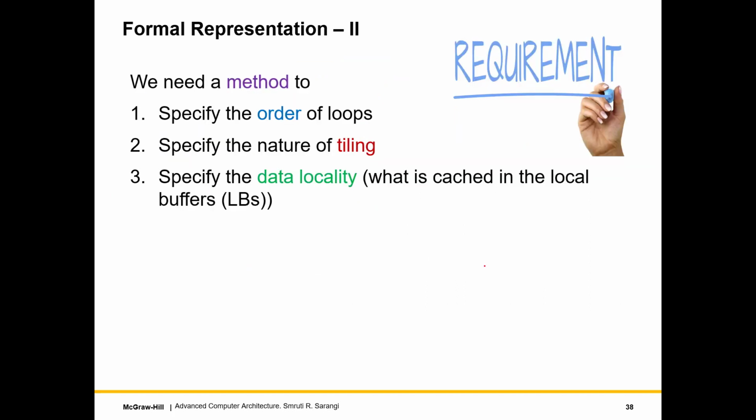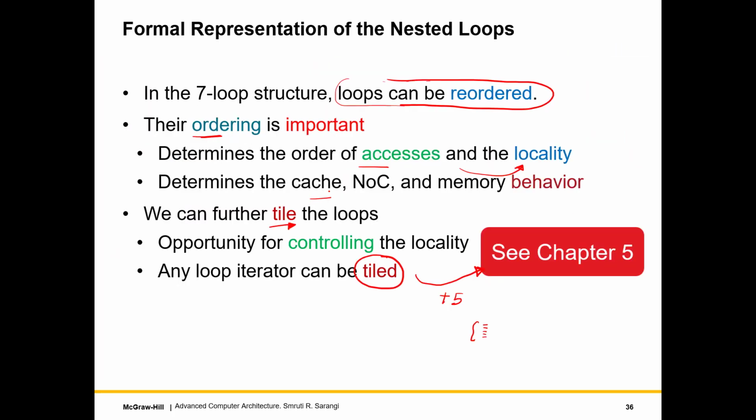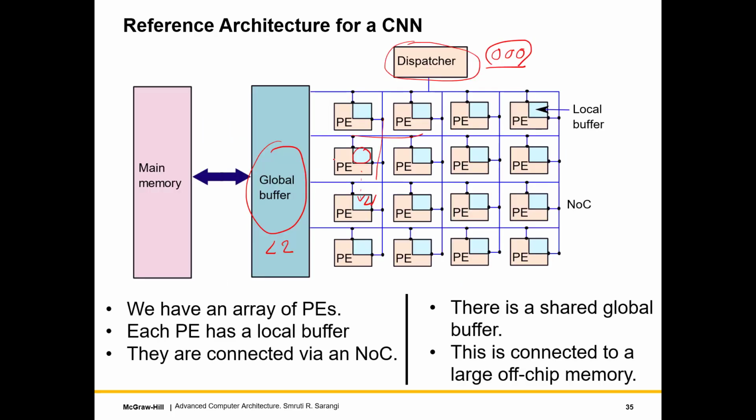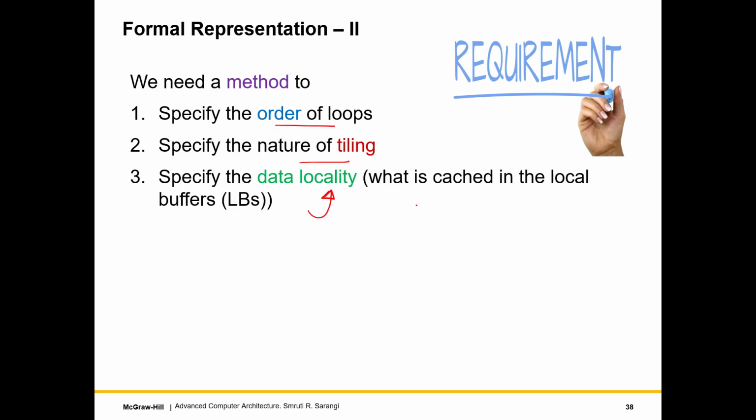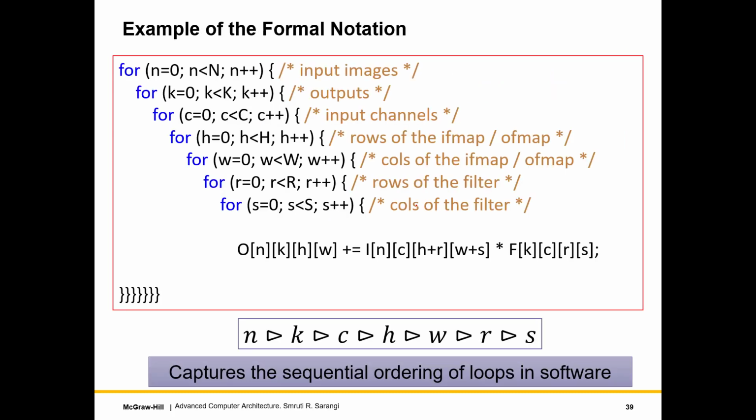So the idea is that we need a method to formally represent the order of loops, because order of loops is not important from a correctness perspective, but it's important from a performance perspective. We need to specify tiling and also data locality, what to keep in these local buffers. Local buffers are these L1 caches, right? So what is cached in the local buffers and what is not.